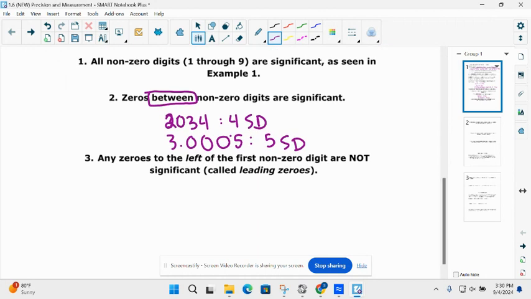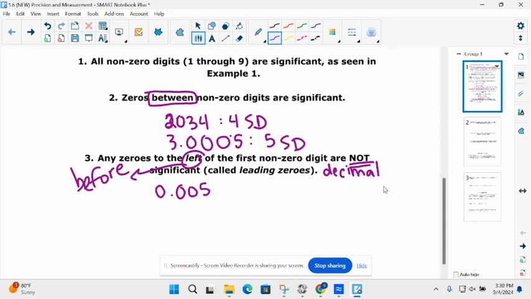Any 0 to the left of the first non-zero digit is not significant. This would happen if you had a decimal. So anything that comes before the decimal and before the first non-zero digit. So 0.005. Since 5 is the first non-zero digit, anything to the left of it, meaning before it, does not count. So it's not significant.